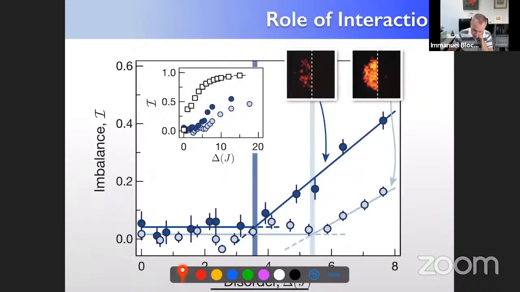There are another few cross-checks we can make. We can dilute the systems to make interactions less relevant. So the curve I showed you so far was the light blue curve, where the imbalance picks up at some critical disorder strength. If we reduce the density of the particles in the system to make it less interacting, then we can indeed see that this critical point seems to shift to lower disorder strengths.